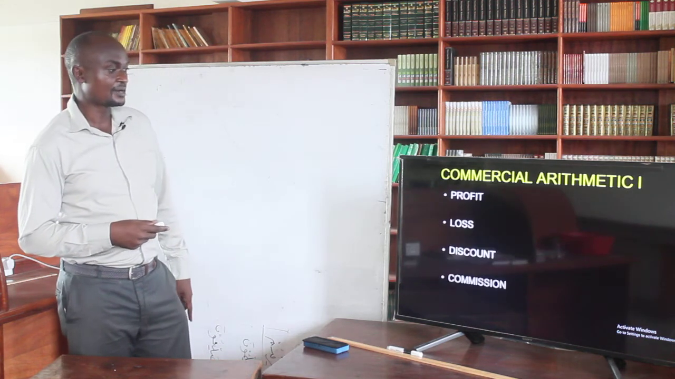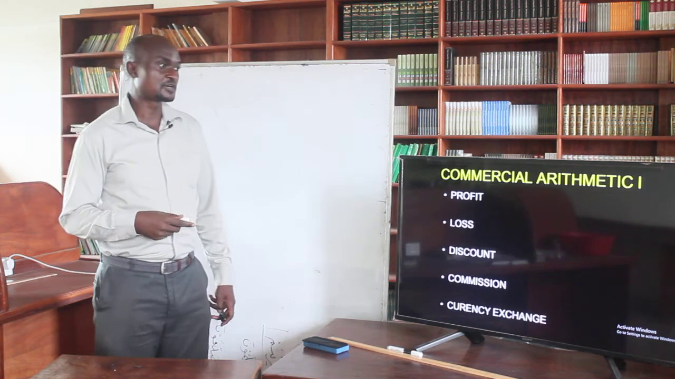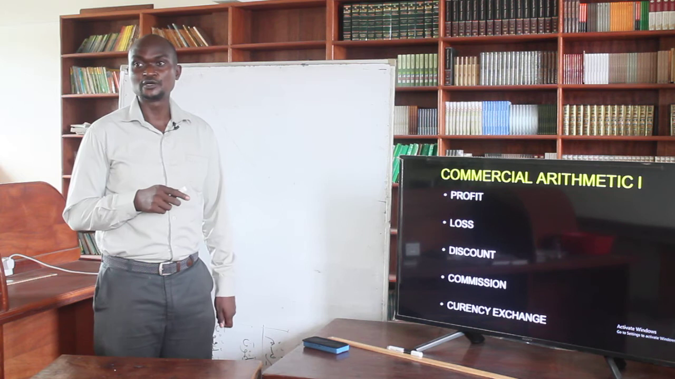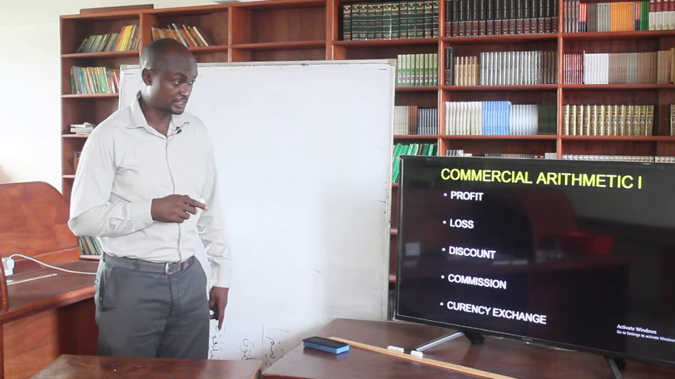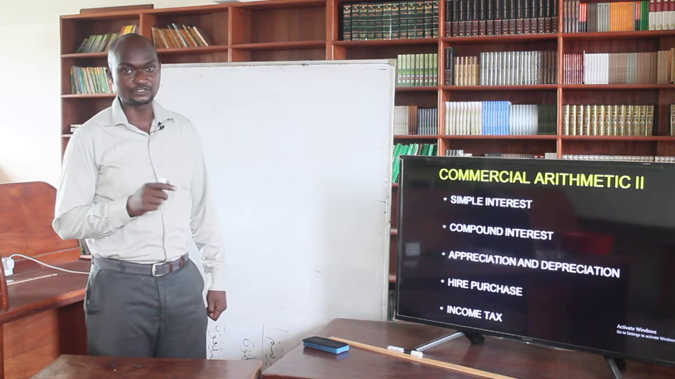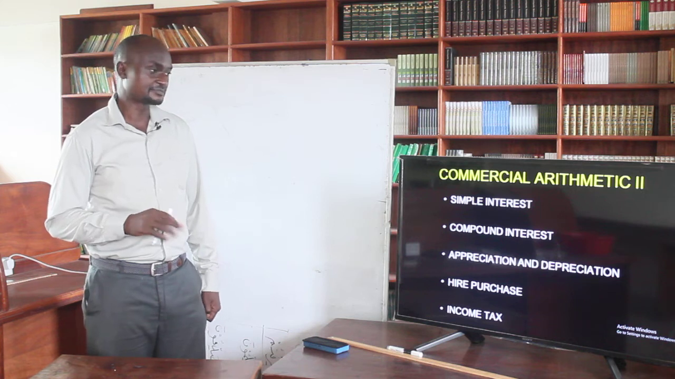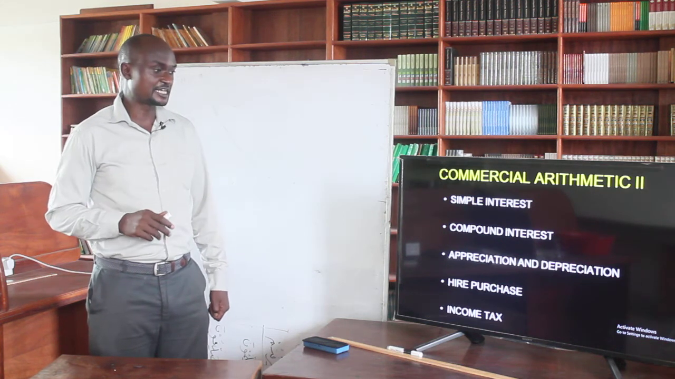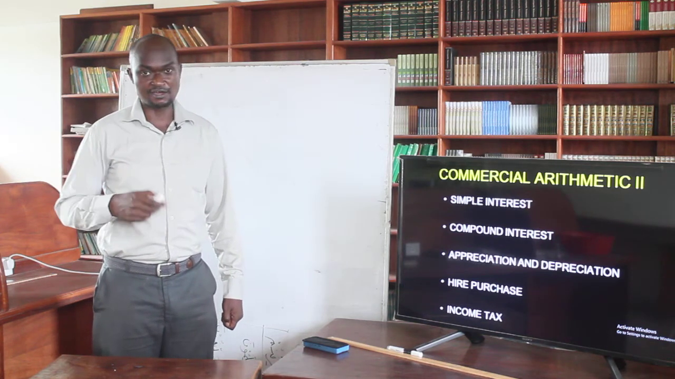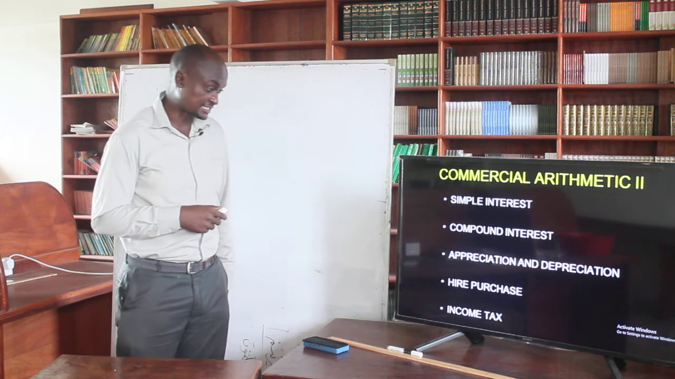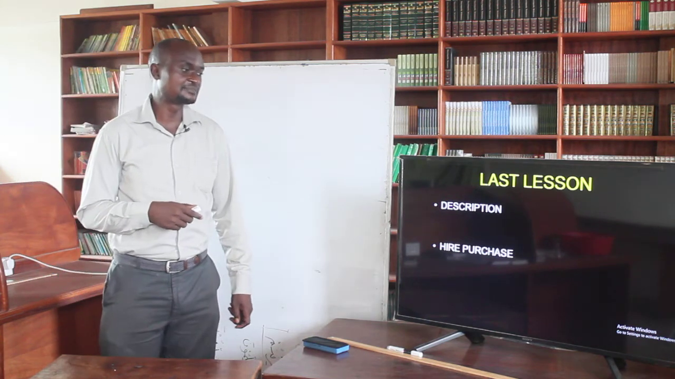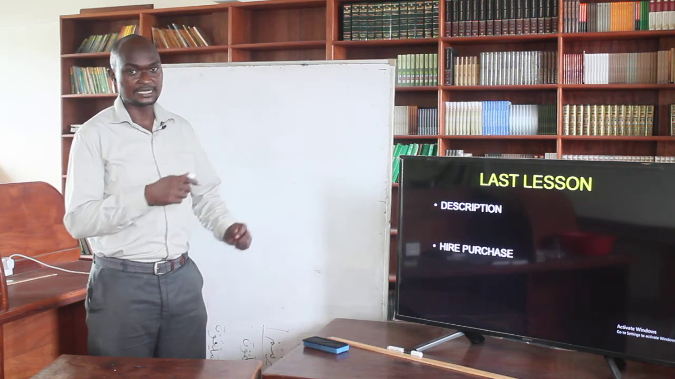So, remember what we've been talking about. Our topic of Commercial Arithmetic 1, you learned in Form 1, is about profit, loss, discount, commission, and currency exchange. While our topic in Form 3 is about simple interest, which we have dealt with, compound interest, same thing, appreciation, depreciation, we've done that, hire purchase, we have just dealt with that, and then from today we start on income tax.